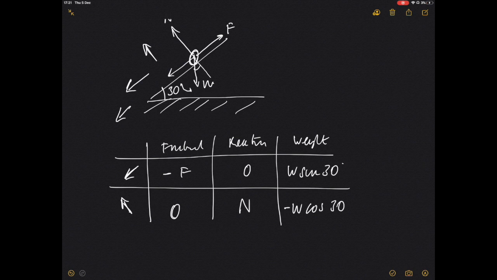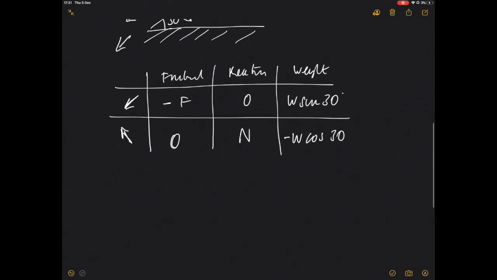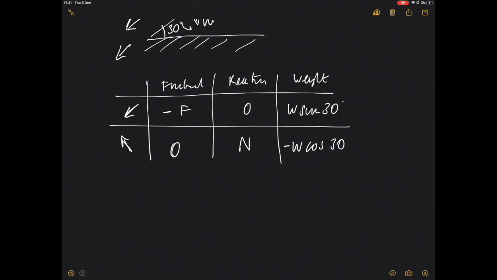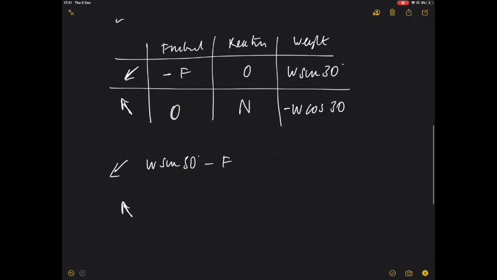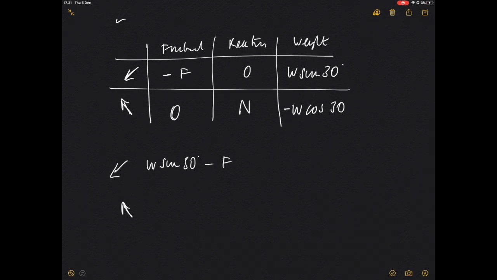So what does this give us? Well, actually, we could resolve all these. We could add them all up and see what all the forces are going down. So if we were to add these up, the force going down, we would find is equal to W sine 30 degrees minus F. And the force going that way is equal to our reactive force. We have R, which is N, which is N minus W cos 30.